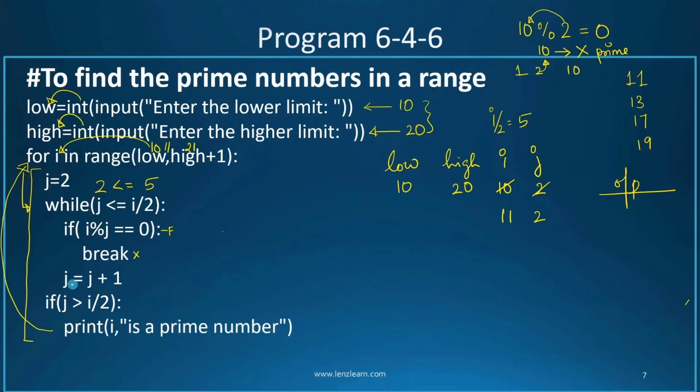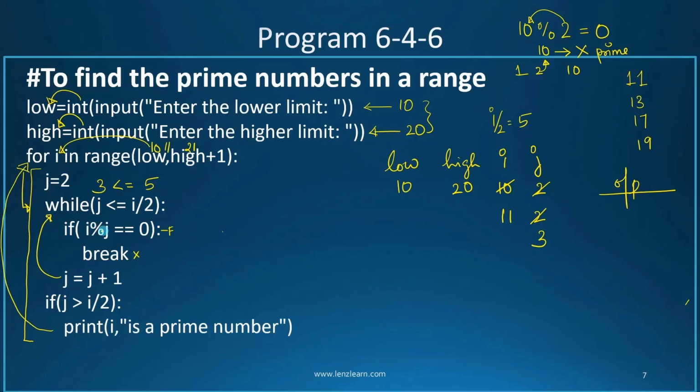I will increment the value of j. So what I have done is I checked whether 2 is a factor of 11 and failed, right? Because 2 is not a factor of 11. So I will increment j = j + 1. Now I am going to check whether 3 is a factor of 11, so the control will go to the beginning of the while loop.